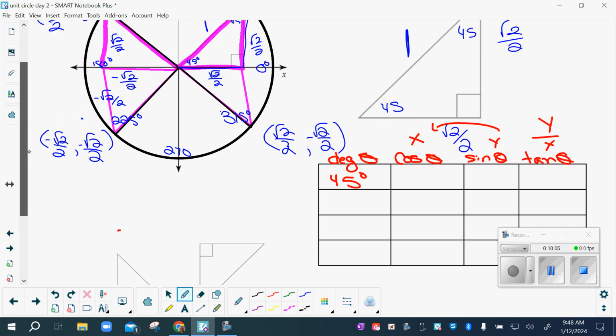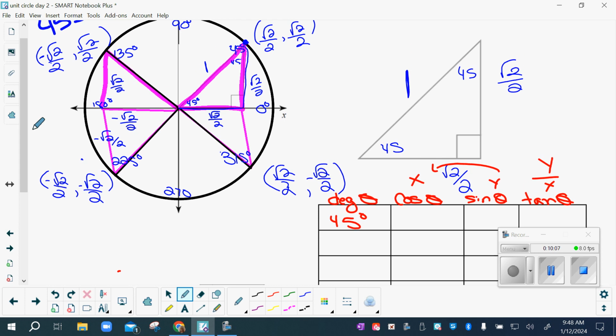Let's move up to look at it. Remember, cosine is the x coordinate, right? So because that's our adjacent side, that will be root 2 over 2. The sine will be our vertical y coordinate. So that's our opposite, root 2 over 2.